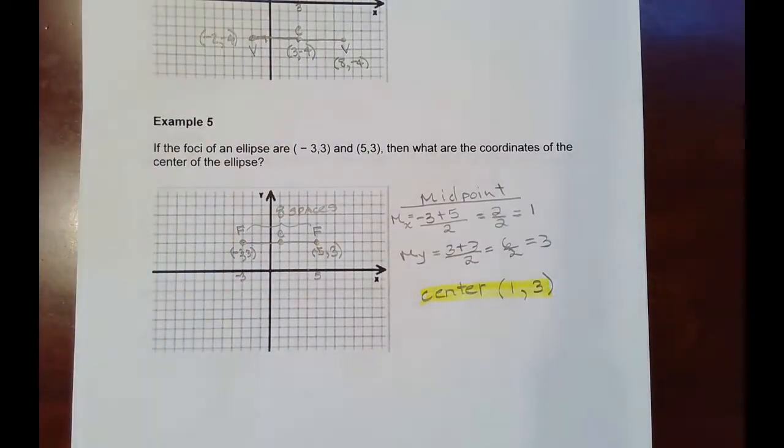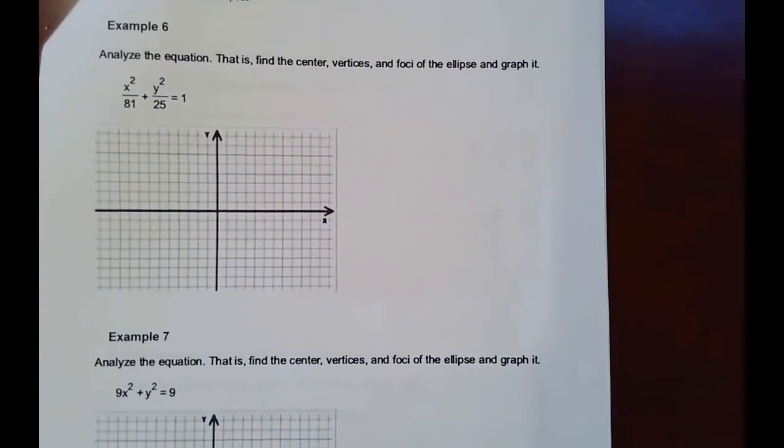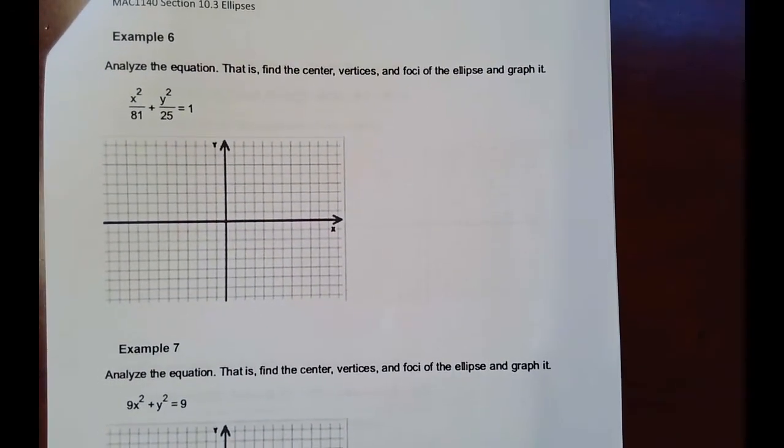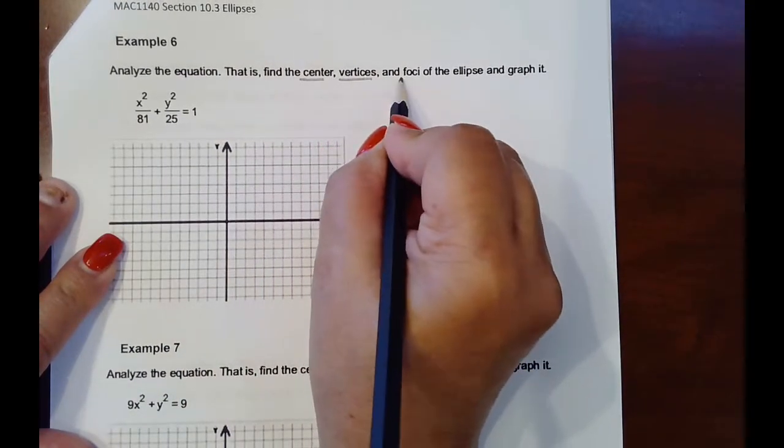Okay, moving to example 6. In example 6, it says analyze the equation, meaning find the center, the vertices, and the foci of the ellipse as well as graphing it. So we have to do all these things: find the center, find the vertices, find the foci.